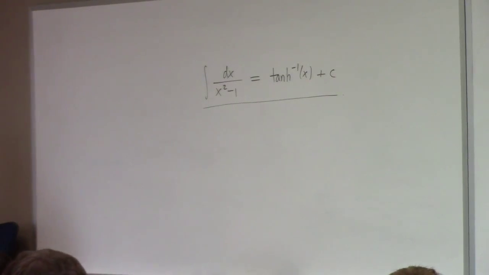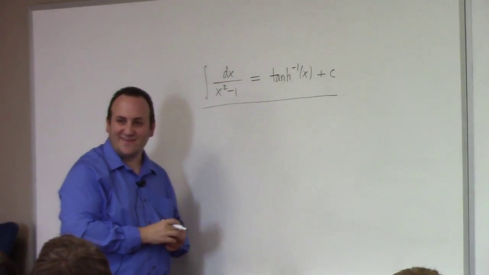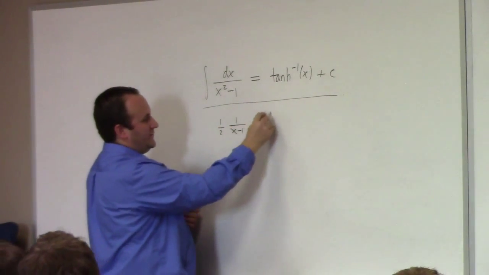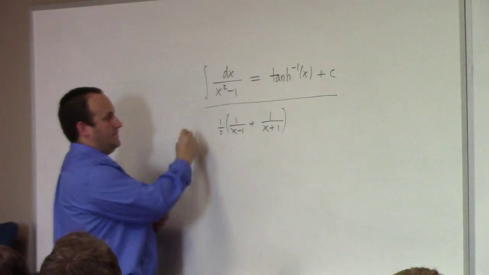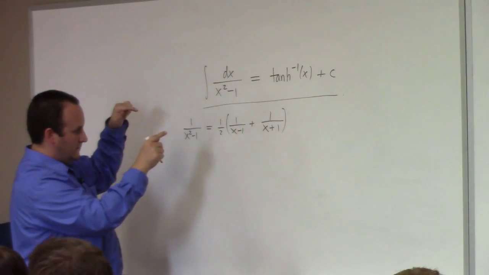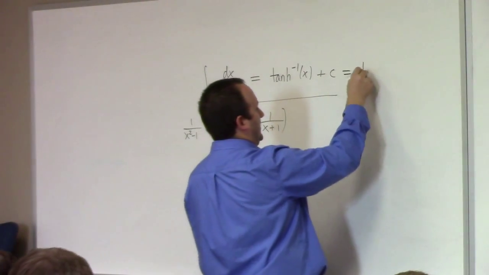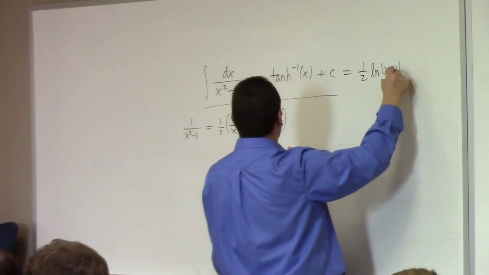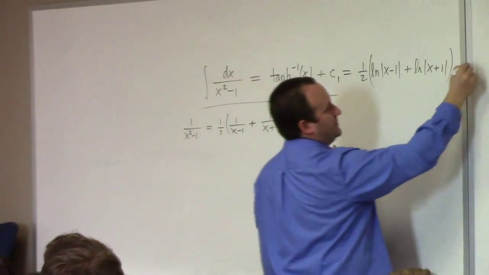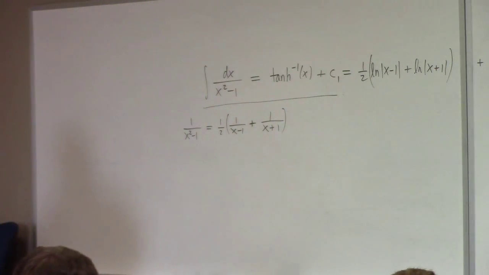How would you have to do that integral otherwise? Well, from alpha, no. You guys are better than that. Partial fractions, right. This is 1 half, 1 over x minus 1 plus 1 over x plus 1, I think. Let me check it. Yes. And so another way, this is also equal to 1 half, the natural log of the absolute value of x minus 1 plus the natural log of the absolute value of x plus 1, plus possibly another constant.